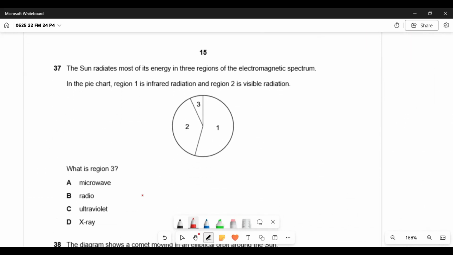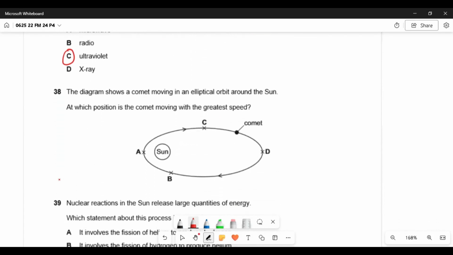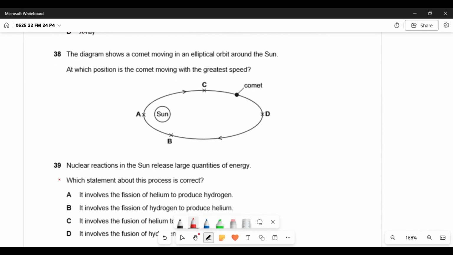The sun radiates most of its energy in three regions of the electromagnetic spectrum. Region 1 is infrared, region 2 is the visible region, region 3 is the ultraviolet region. The diagram shows a comet moving in an elliptical path around the sun. In which position is the comet moving with the greater speed? As the distance of the comet is more, the speed becomes slow. So here D is the slowest and A is the quickest. So the faster speed is A.